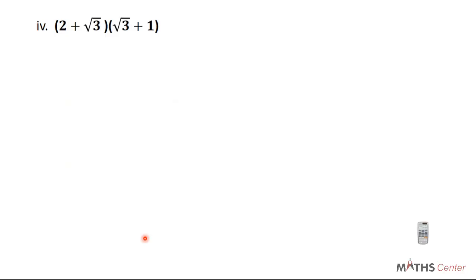Let's take the next example. We have 2 plus square root of 3 in one bracket, then square root of 3 plus 1 in the other bracket.